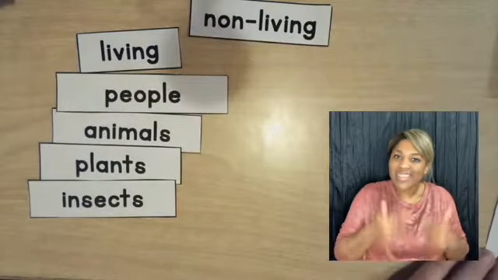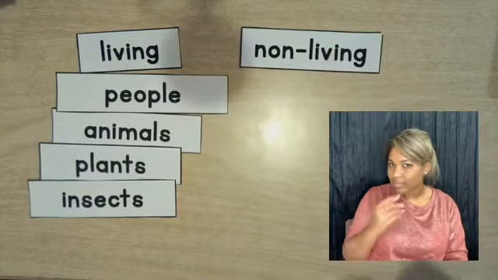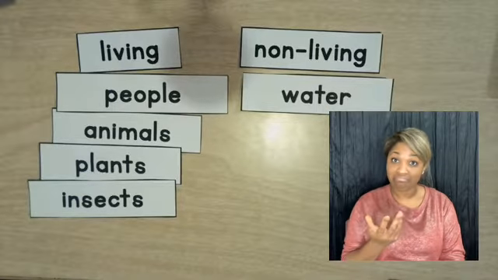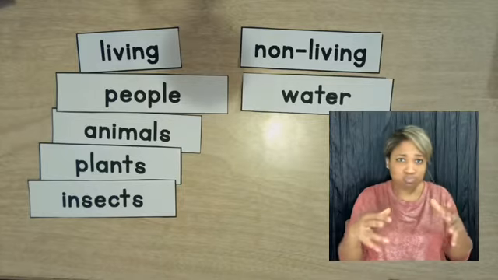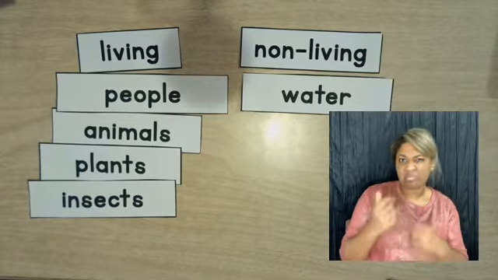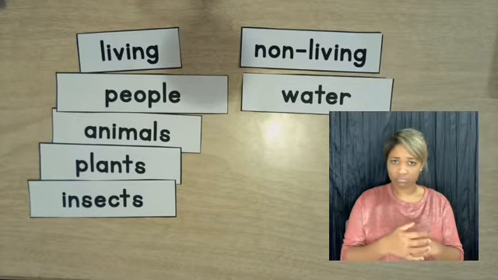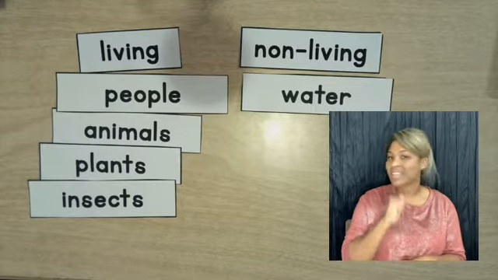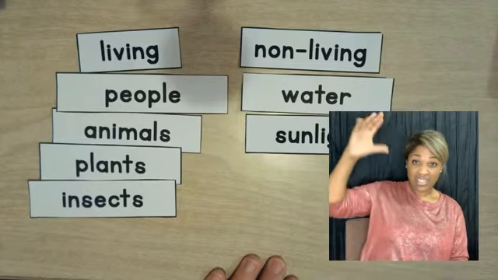What are some non-living things? That would be something like water. Water does not grow and develop. Water does not get rid of waste. Water does not respond to the environment or reproduce. So water is a non-living thing. Sunlight, also non-living.